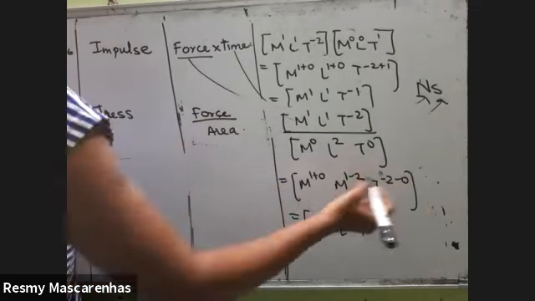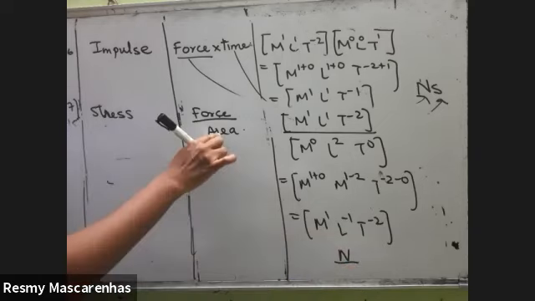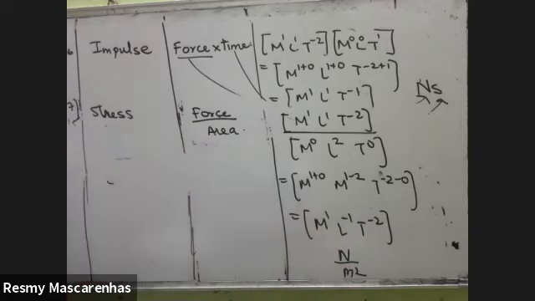Force means Newton, upon area means meter square. So that is the unit for stress: Newton upon meter square. Right, at the side, okay? So that's why these are called derived units, because you need the basic ones and then you keep on complicating it by using different formulas.